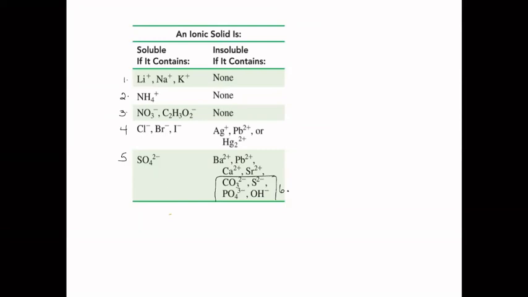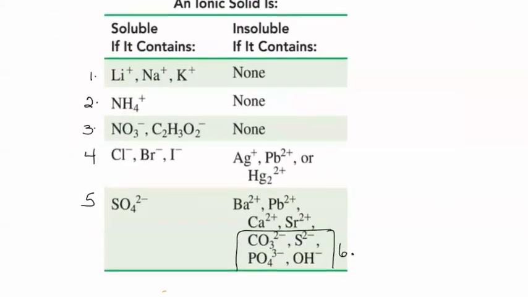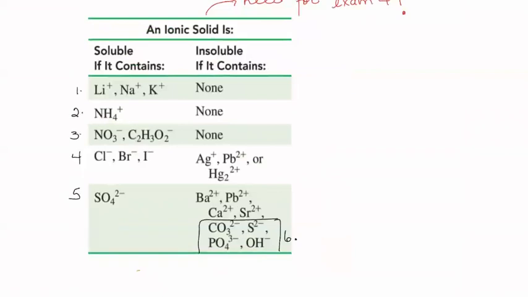This is how you read a solubility rule table, which is, let me just write it in the slides. You need for exam 4. So this is how solubility rules work. The first row, it actually says an ionic solid is soluble if it contains lithium, sodium, potassium, or ammonium. We can see that next to those, it says the word none.